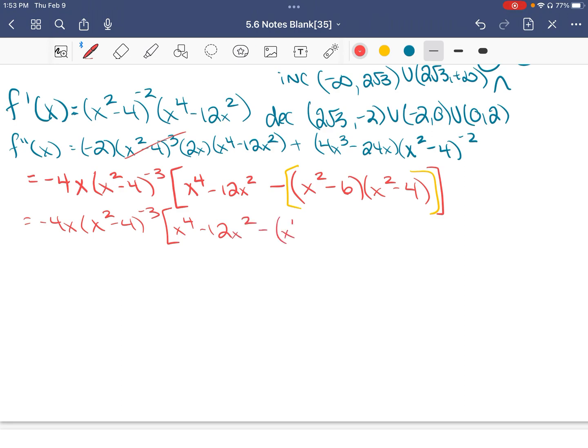Minus, first, outside, inside, and last. Negative 4x, x squared minus 4 to the negative 3. So like terms, that cancels out.